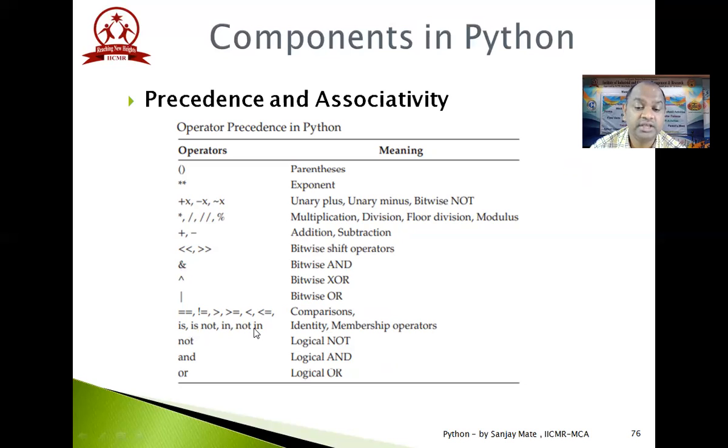We are going to see this again. And then at the last, precedence is given to the logical operators.